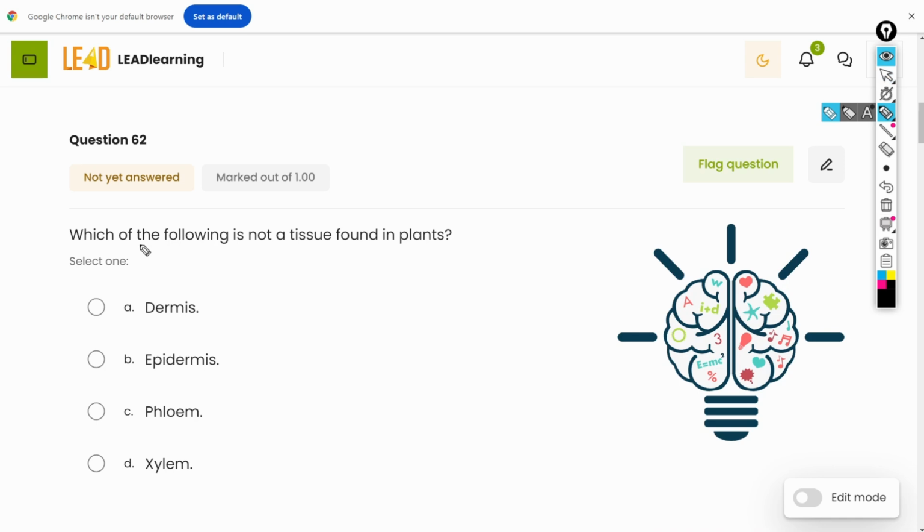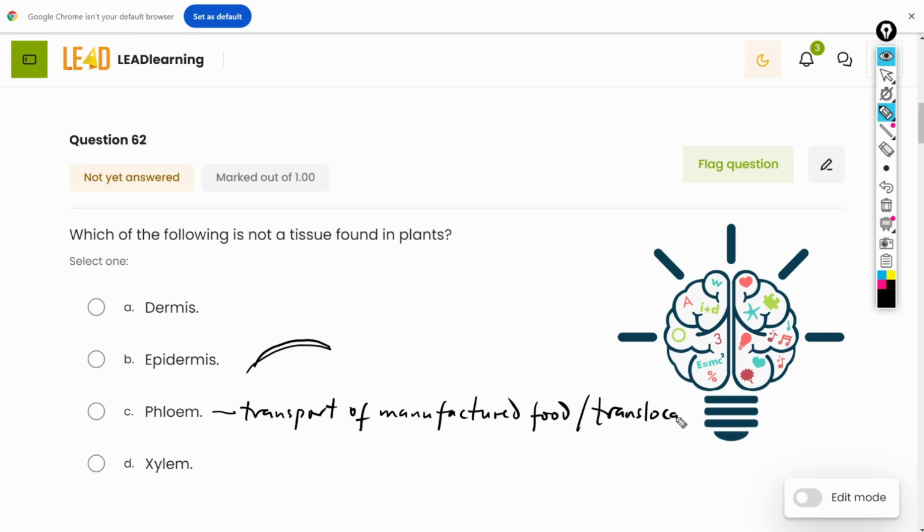Question 62. Which of the following is not a tissue found in plants? Now, the epidermis is the outermost tissue of plants. The phloem is the tissue responsible for the transport of manufactured food. That process is called translocation. That's the transport of manufactured food from the leaves to other parts of the plant.